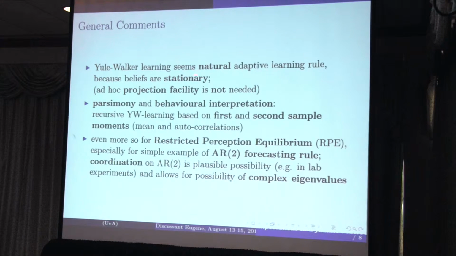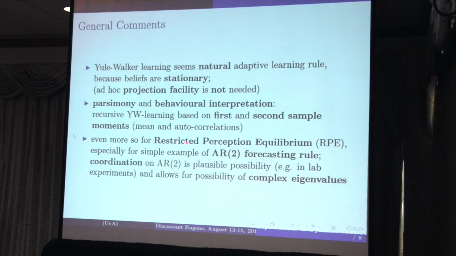So to me, it's very natural to use this Yule-Walker learning, because then you have a learning scheme where beliefs are stationary. The estimates, the eigenvalues, are always inside the unit circle, which means that you believe in a stationary process, and the learning mechanism also always maps you into a stationary situation. The other thing is that it's nice that this learning is based on simple things, first and second sample moments. Okay, that also I think is an attractive feature.